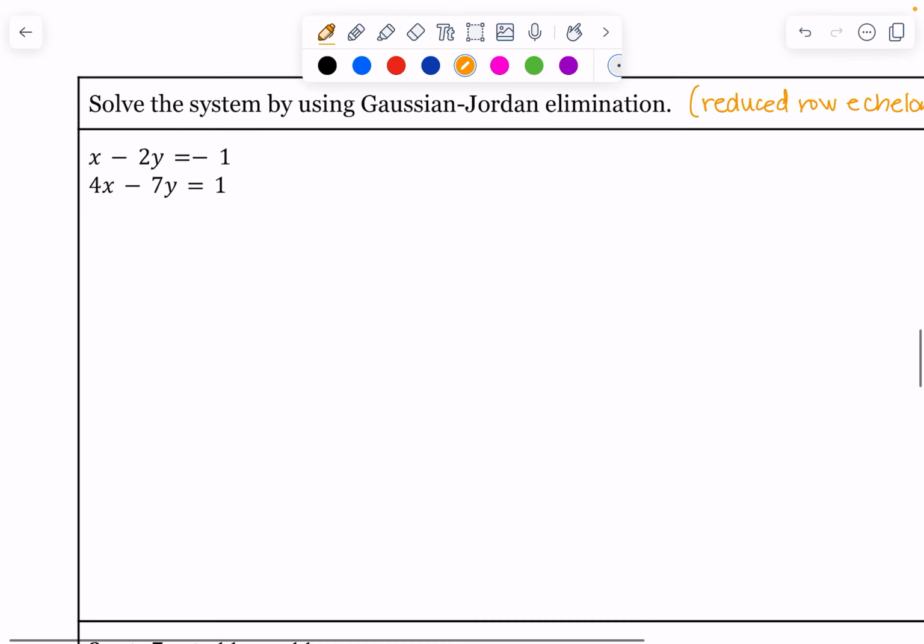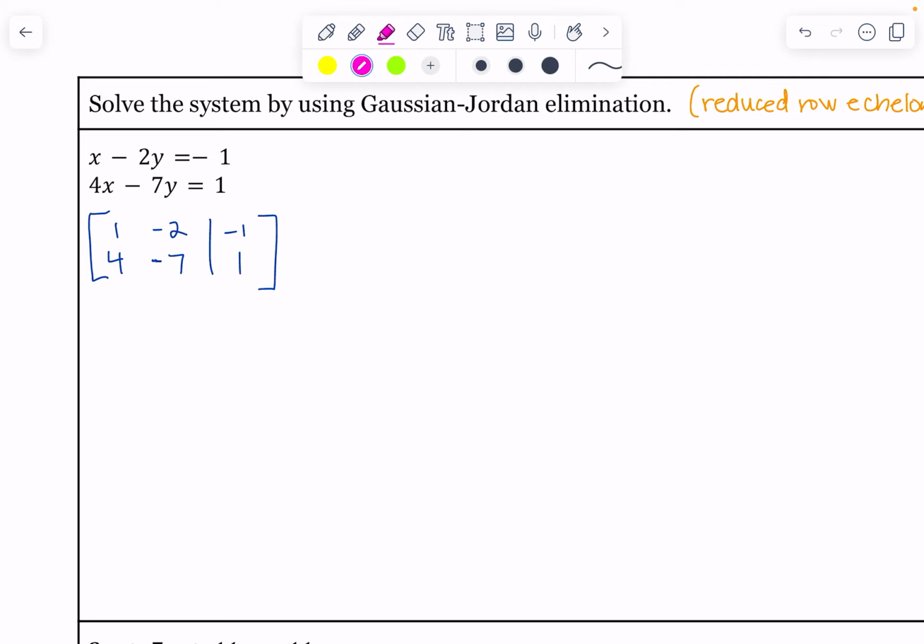Okay, so the first thing we need to do is to set up an augmented matrix for this system. So I'm going to have 1, -2, -1, and 4, -7, 1. So for Gauss-Jordan, we need 1s in our diagonal and then 2 zeros in the corners. Luckily I have a 1 here where I want it, so I'm going to highlight that in pink. The next thing I want to try to do is get a 0 where the 4 is. So from this matrix to the next matrix, I'm going to do 4R1 minus R3 and then replace R3.